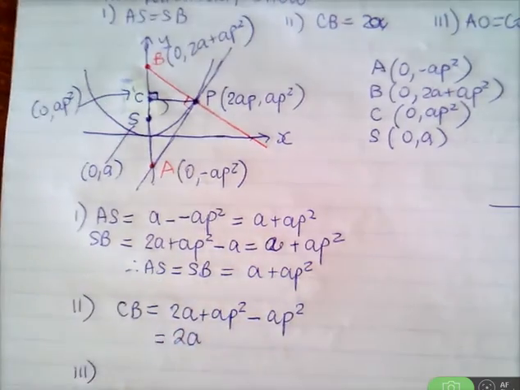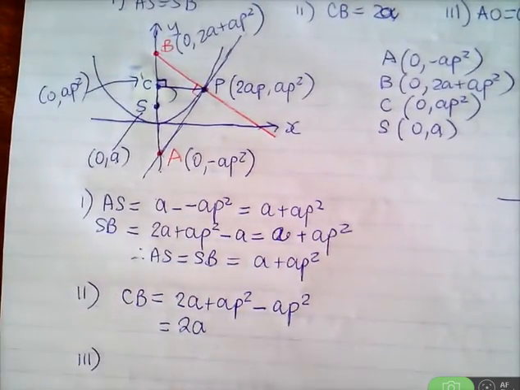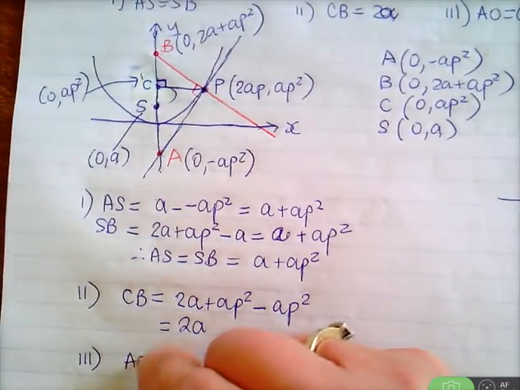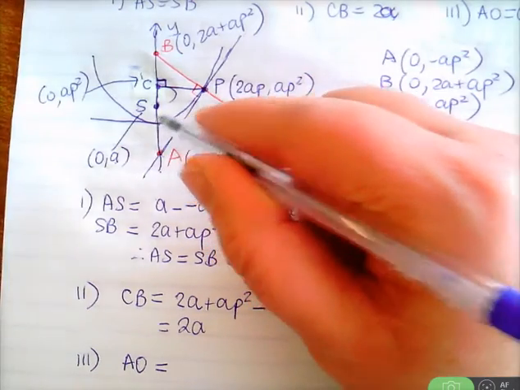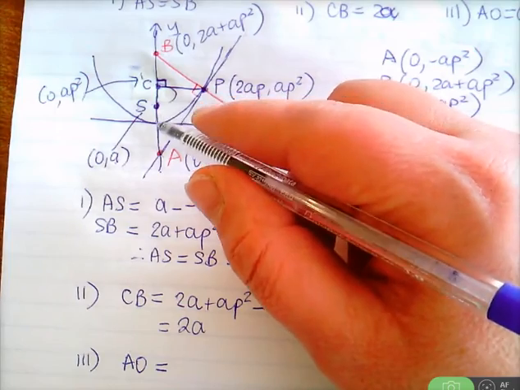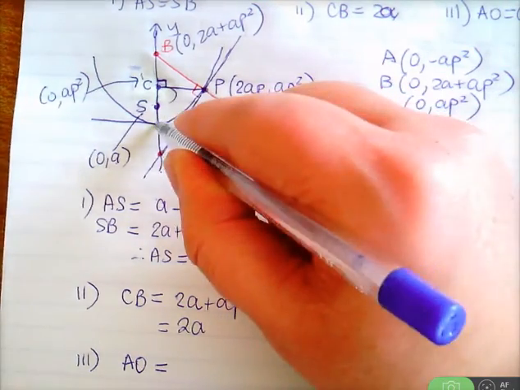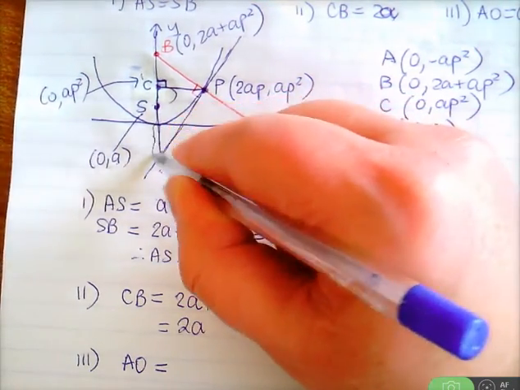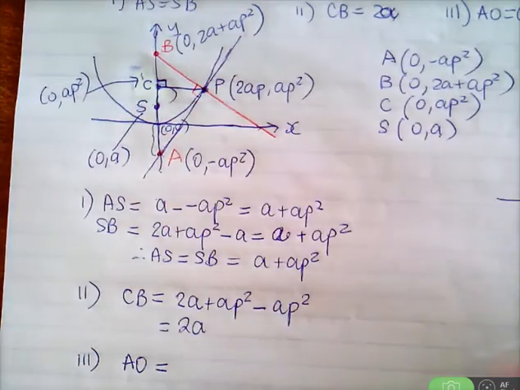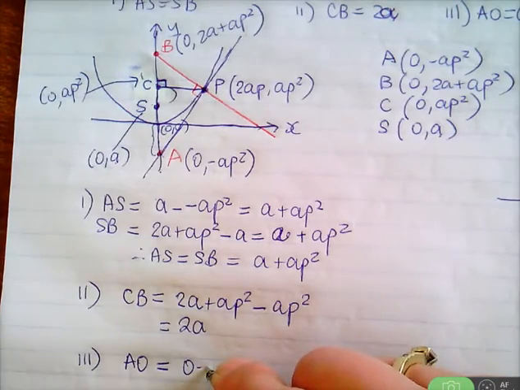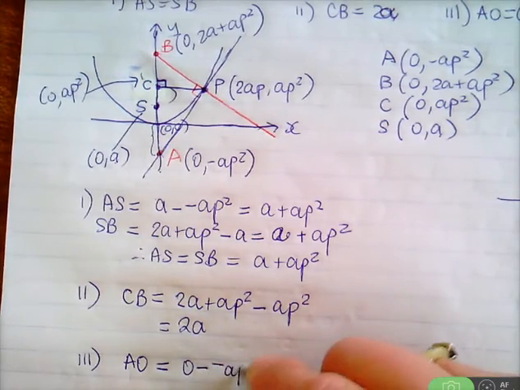And part 3, we're done. CB is 2A. Part 3, find AO. Well, this is like directrix. If this is 0 minus AP squared, what's that distance? Well, isn't that 0, 0? So just subtract the y values. 0 minus negative AP squared.